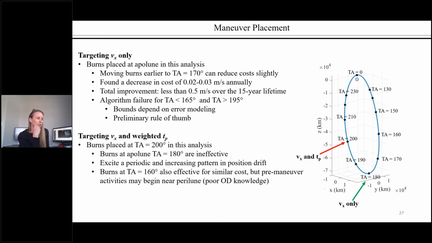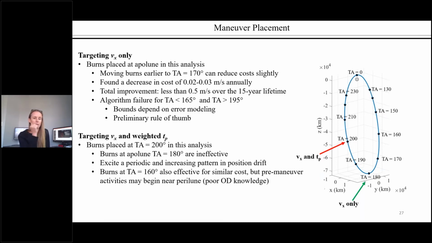When you add the second target, the perilune passage time target, we found that performing the burn at a true anomaly of 180, while it's effective over the short term, wasn't effective over 15 years of full long-term propagation and simulation. But if you move the burn to either a true anomaly of 200 or a true anomaly of 160, it worked quite beautifully. For operational reasons, we're assuming a true anomaly of 200, because if you back up from the burn, you start to get close to perilune in this case. So we're assuming that we do a burn perhaps at a true anomaly of 200 when we want to target both VX and TP. All right.